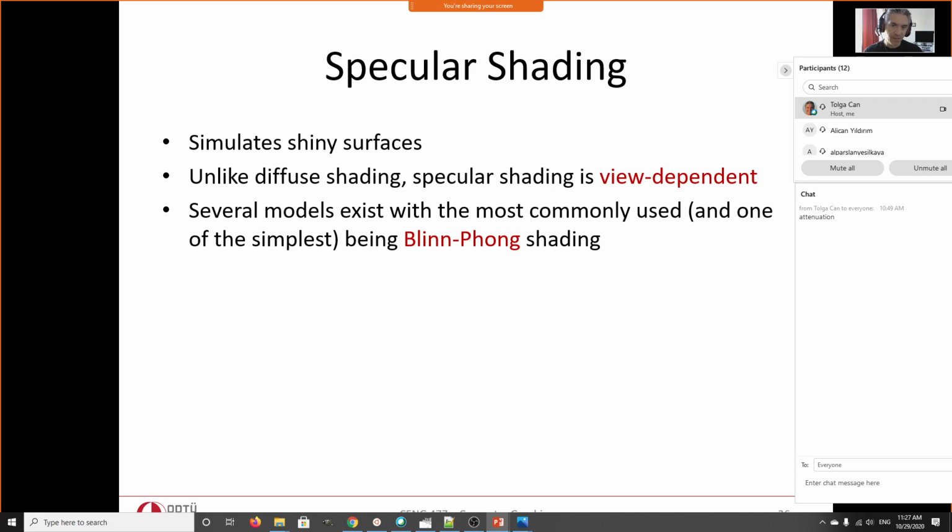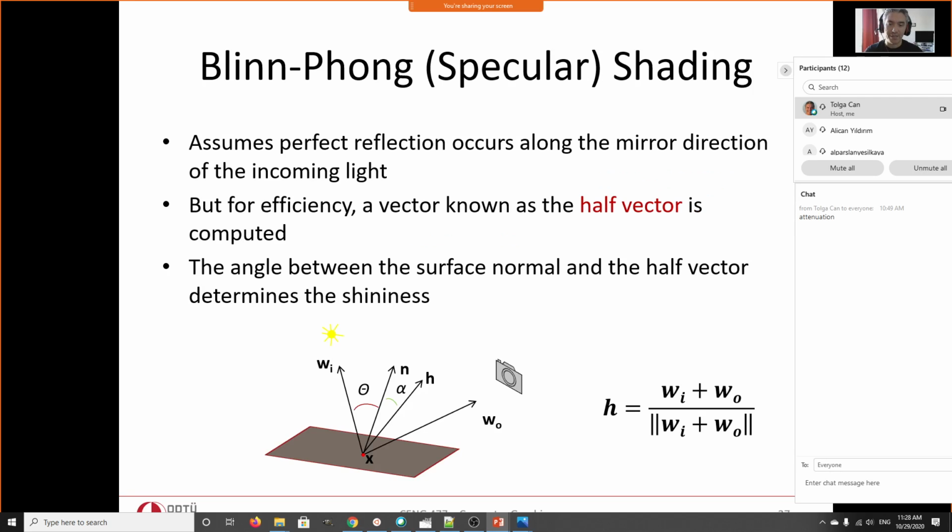But if you look at specular shading, this is the first time we took into account the view vector, the vector along the ray. Therefore it's view dependent. As you move the camera around, the shininess is going to change for a specific point.